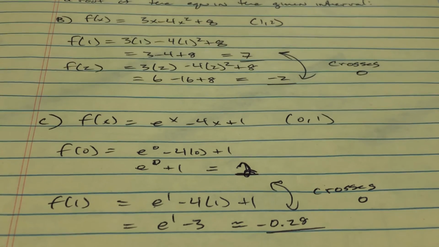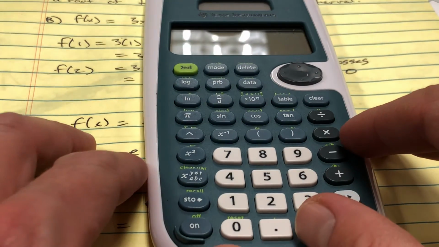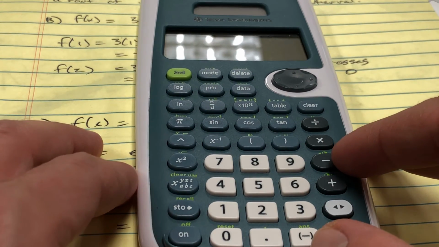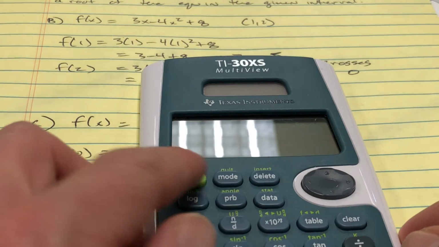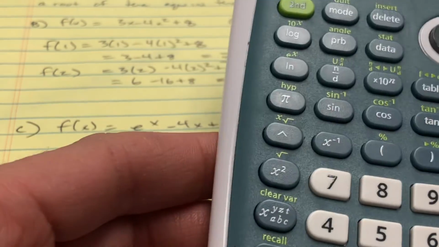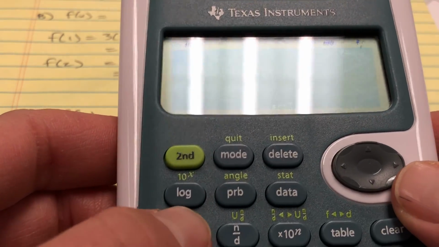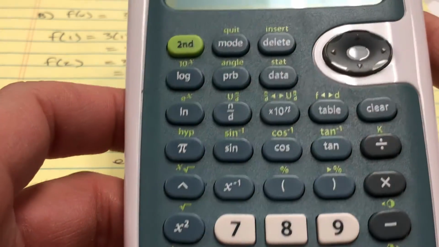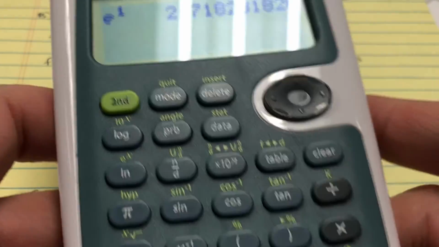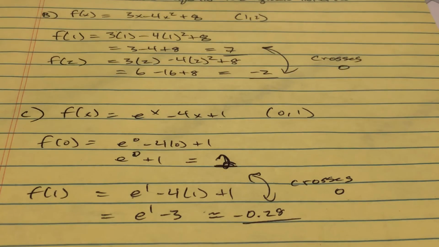Again, using your approved calculator here, it would be second, right? Where's e? It's up here. Second natural log. It's got to be on. All right, second natural log. You got e to the first, hit enter, minus 3. There you go, -0.28. Cross 0 again, so a root exists between 0 and 1.